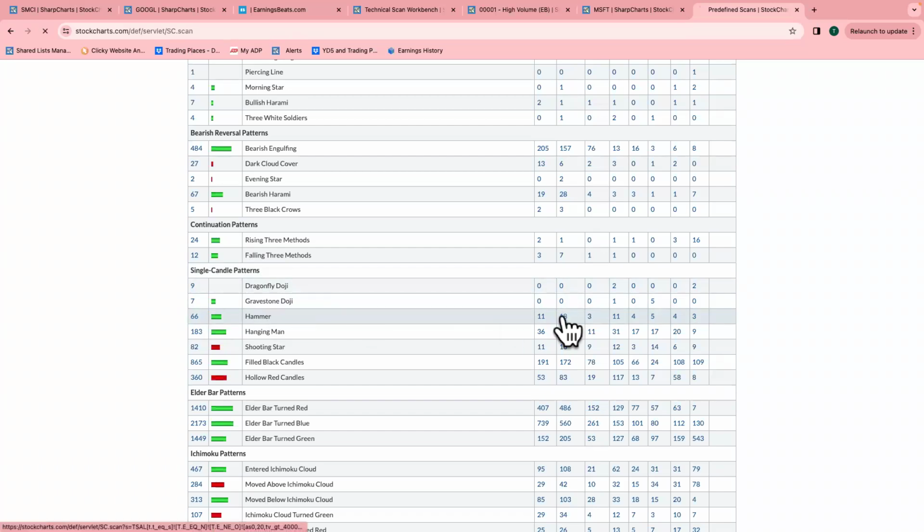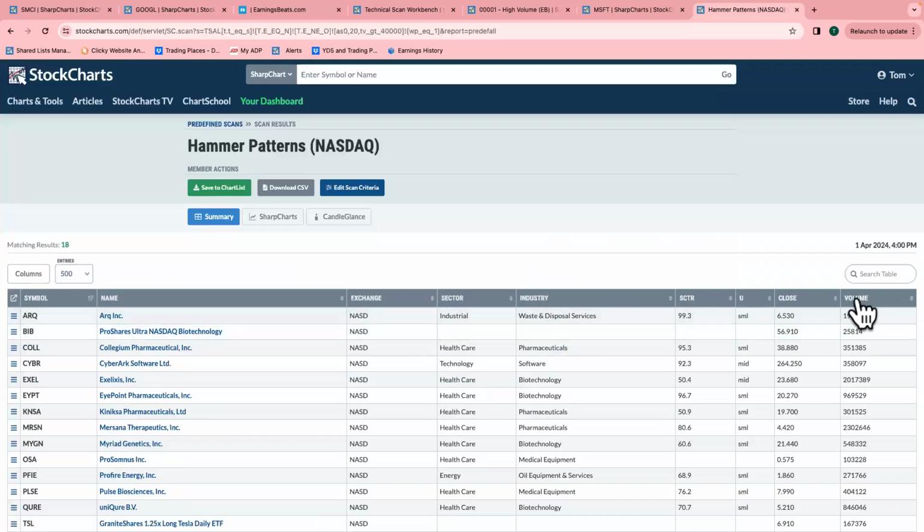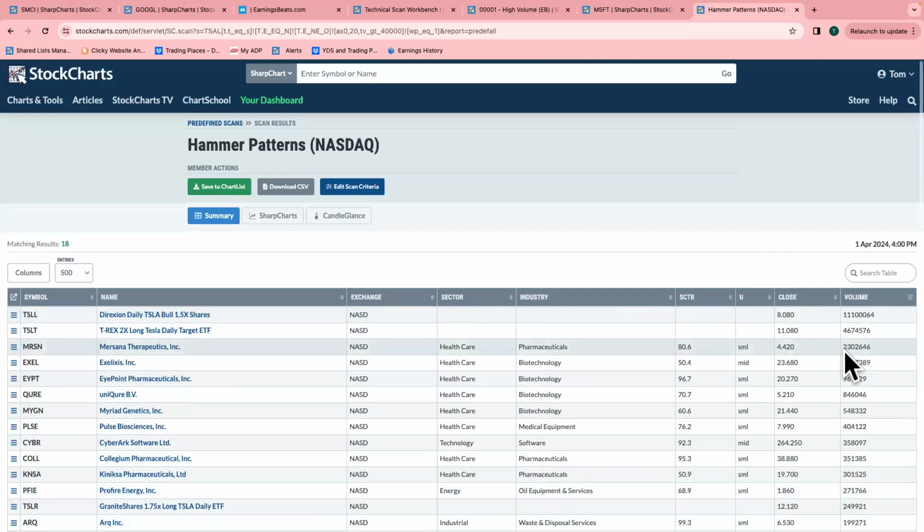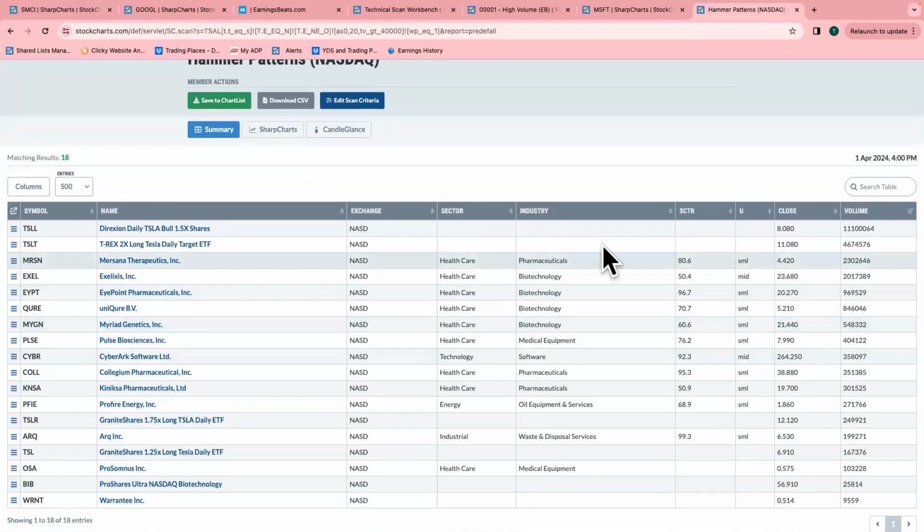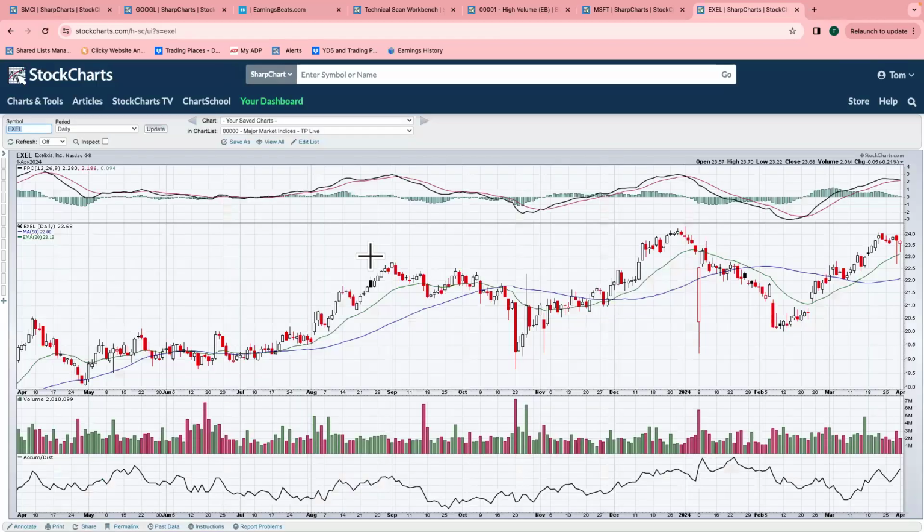But if you pull them up, a lot of times the first thing I do is sort it by volume so that you get the higher volume. And then actually look for stocks, maybe EXEL, it's biotech, 2 million shares. So let's pull this one up real quick. It's a hammer, definitely looks like a hammer, but it's not off of an uptrend or a downtrend, so it's meaningless. The problem with this scan is it's going to give you everything that looks like a candle, but it's not going to filter out the candles that don't matter. So you're going to have to do that.